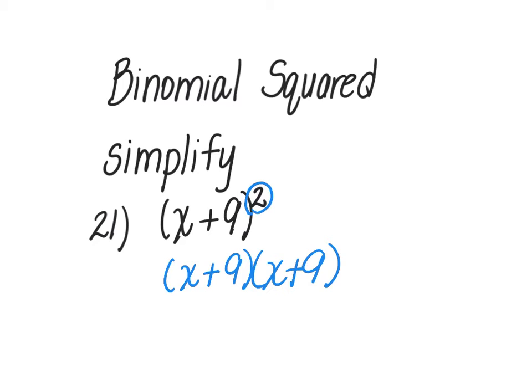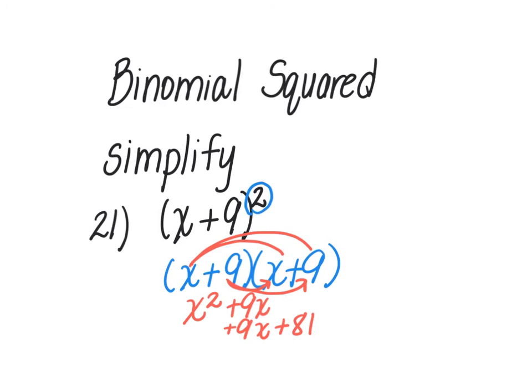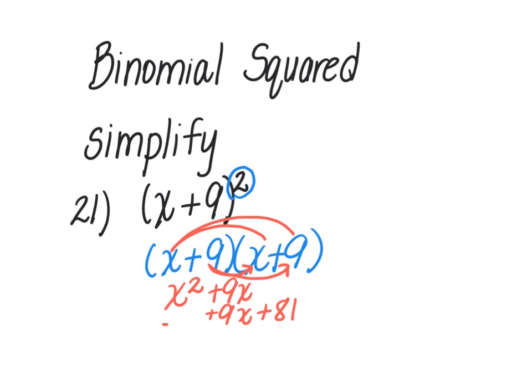Now that I've written it out twice, I'm ready to multiply. X times x is x squared. X times 9 is a positive 9x. Now distributing the 9. 9 times x is a positive 9x. And 9 times 9 is a positive 81. And now when I add my like terms together, I have x squared plus 9 and 9 make 18x plus 81. So this time I have a middle term.